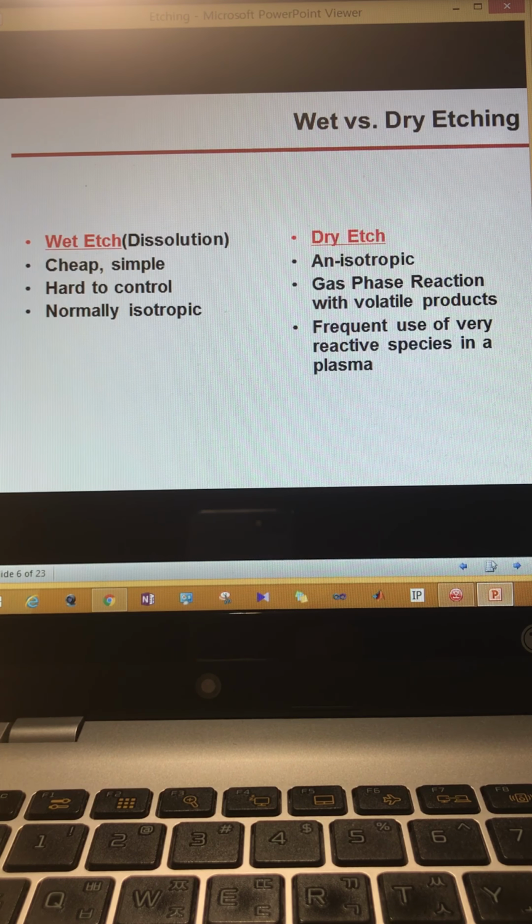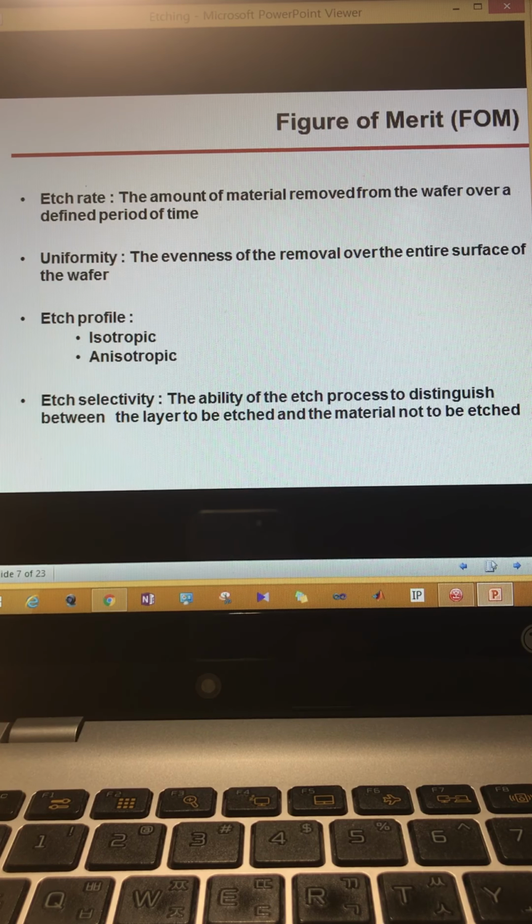There are also wet etch and dry etch methods. Wet is cheap and easy to control, but usually isotropic. Dry can be used as anisotropic and is expensive, but you can control it well. Here, it is important to know how fast the etch rate is, and the uniformity, method, and selectivity are possible figures of merit.